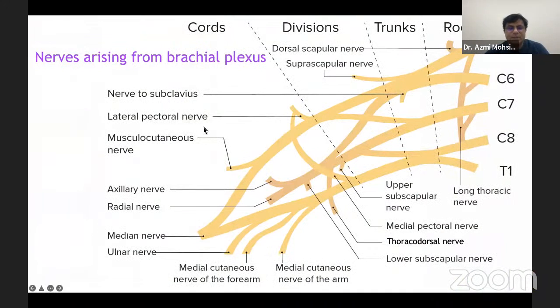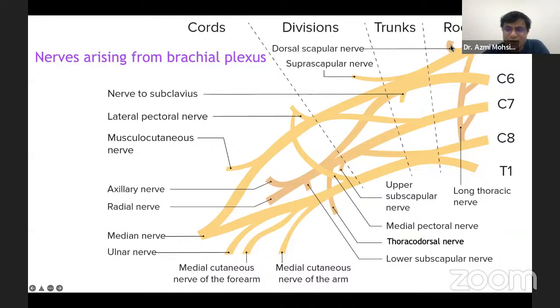Now here you're seeing the branches or the nerves arising from the brachial plexus. Have a careful look here. What I'm telling is these are the roots of the brachial plexus. Remember, these are not the roots of the spinal nerve. If it's asked what are the nerves arising from the roots of the brachial plexus, you can say that there are two nerves which arise from the roots. One is the dorsal scapular nerve.